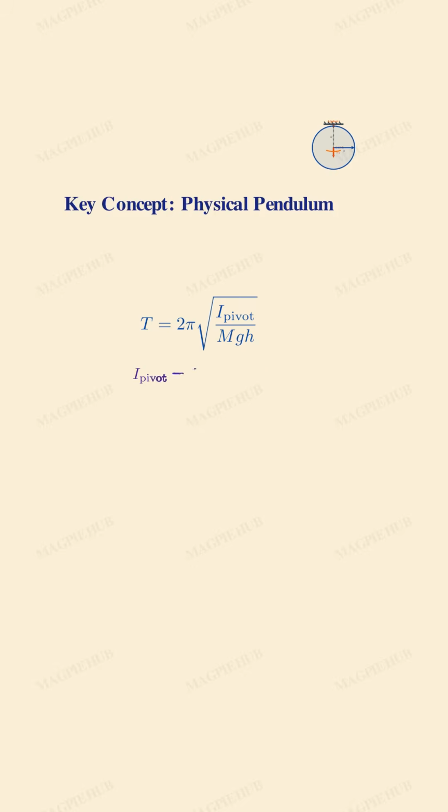Key concept: physical or compound pendulum. The time period of a rigid body oscillating about a pivot is T equals 2 pi times the square root of I over mgh, where I is the moment of inertia about the pivot and h is the distance from pivot to the center of mass. We use the parallel axis theorem to find I about the rim point.